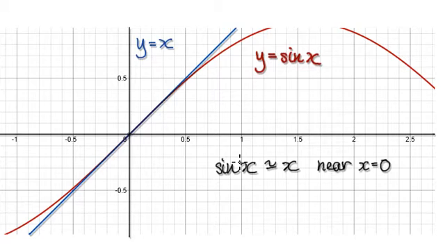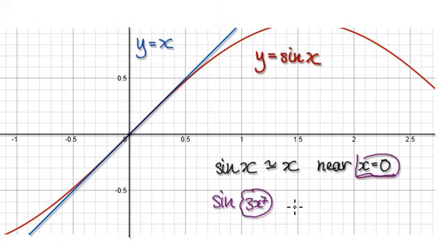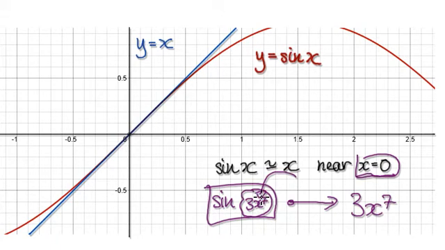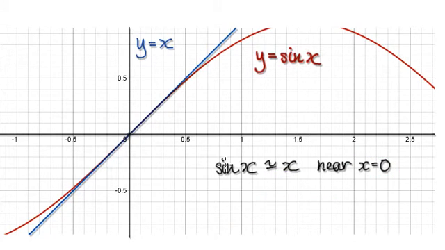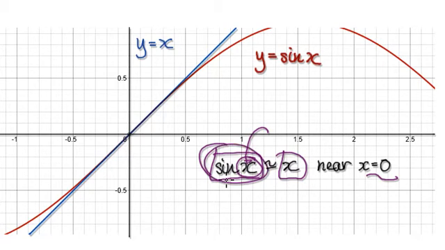So if you have something like sine of 3x to the power of 7, then if it's near x equals 0, you can just consider this whole thing as 3x to the power of 7. You can just consider it as whatever's inside, near x equals 0. So try and ingrain this in your mind. Near x equals 0, this complicated thing here will just become this.